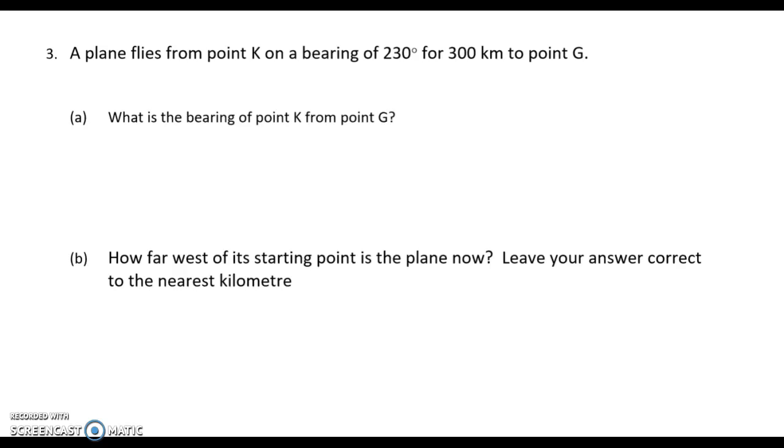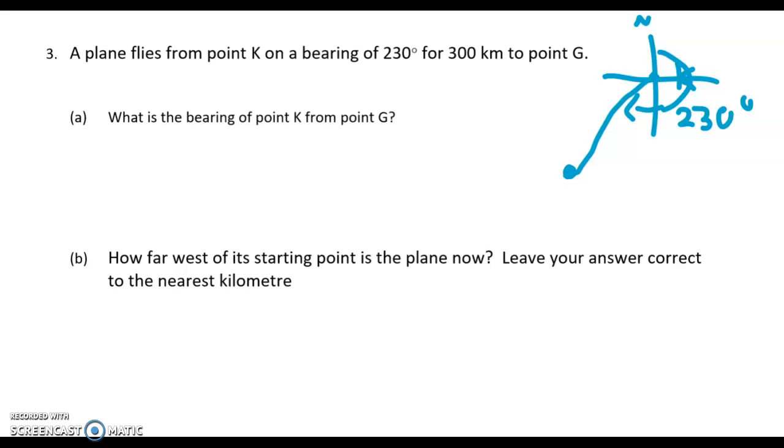Okay, so we've got a point K, and what's often helpful in these diagrams is to draw a little north grid, and this turn is of 230 degrees in this direction. So that whole turn is 230 degrees, and down to a point G down here.